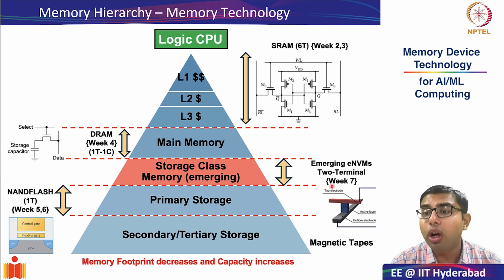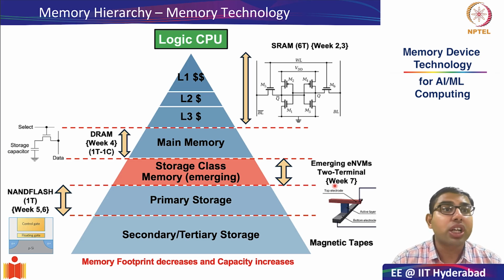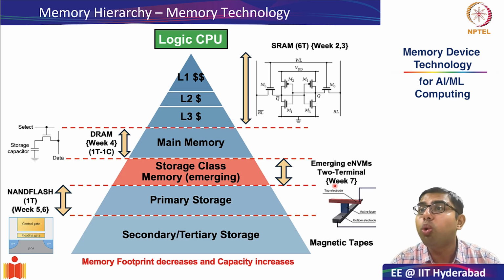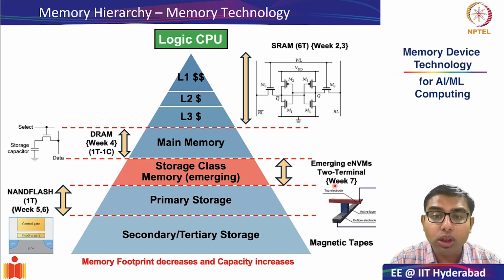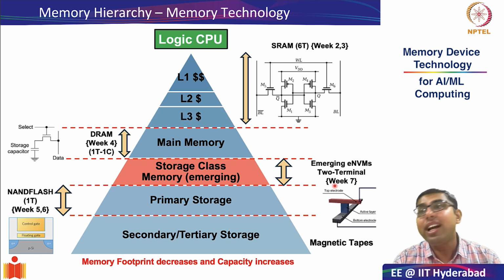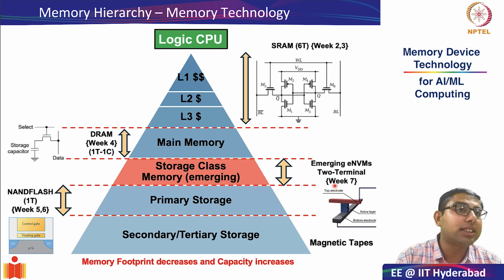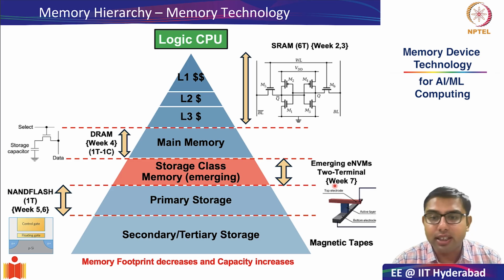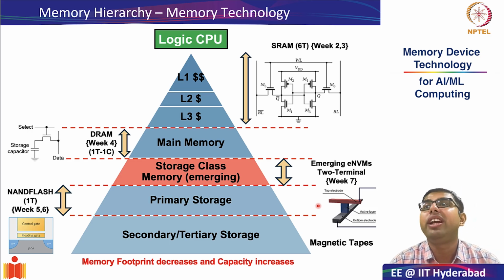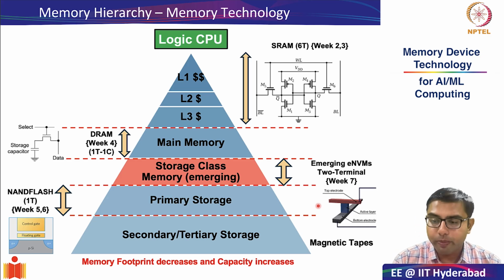Emerging non-volatile memories, which are still being developed, are two-terminal devices, which can act as both memory elements and storage elements. That means you will have fast access times with high bit densities. So as you see, as you go down in the memory hierarchy, the size or the footprint of an individual device or cell is reducing, but the cost you have to pay is higher latencies.